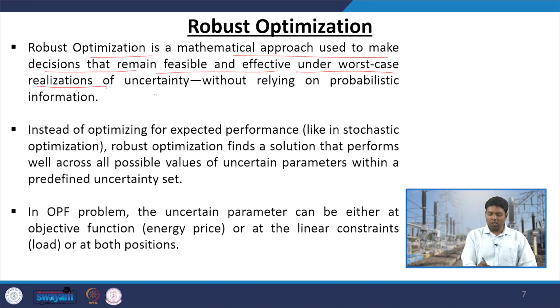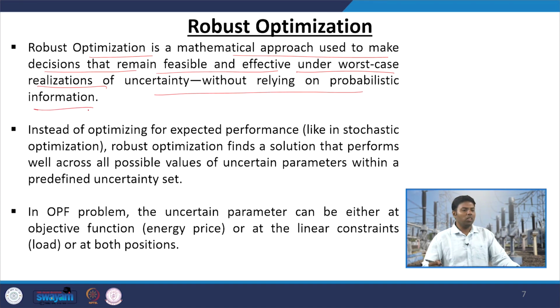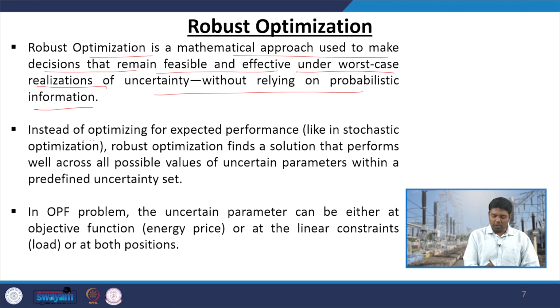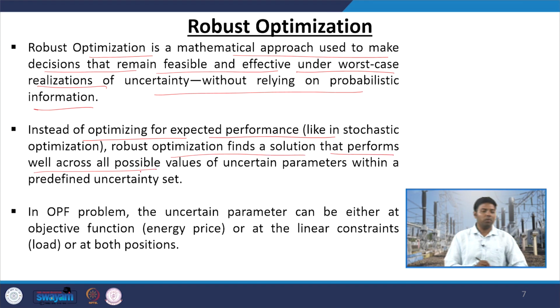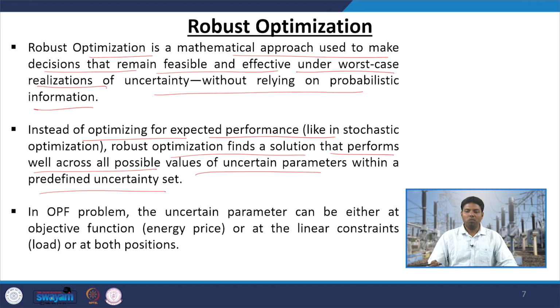So, robust optimization says that you formulate your probabilistic OPF as a worst-case scenario condition. Instead of optimizing the expected performance like stochastic optimization, robust optimization finds a solution that performs well across all possible values of uncertain parameters within a predefined uncertainty set. That means if it works for the worst possible scenario, it will work for all the intermediate states.